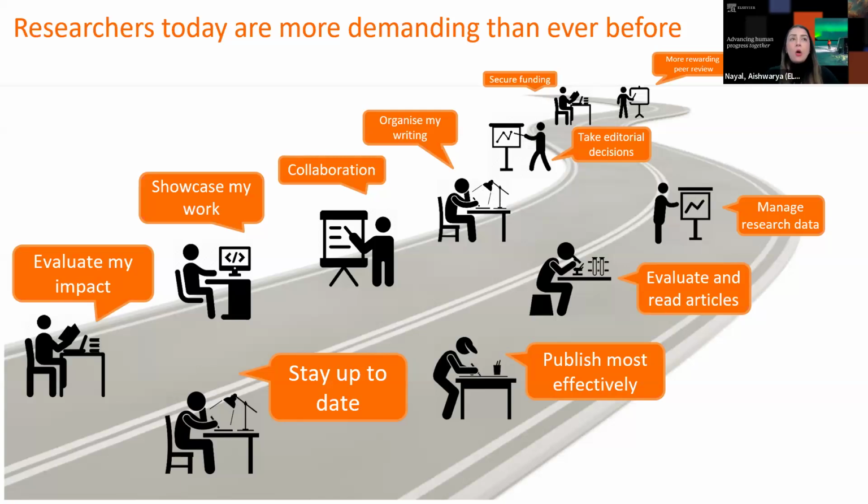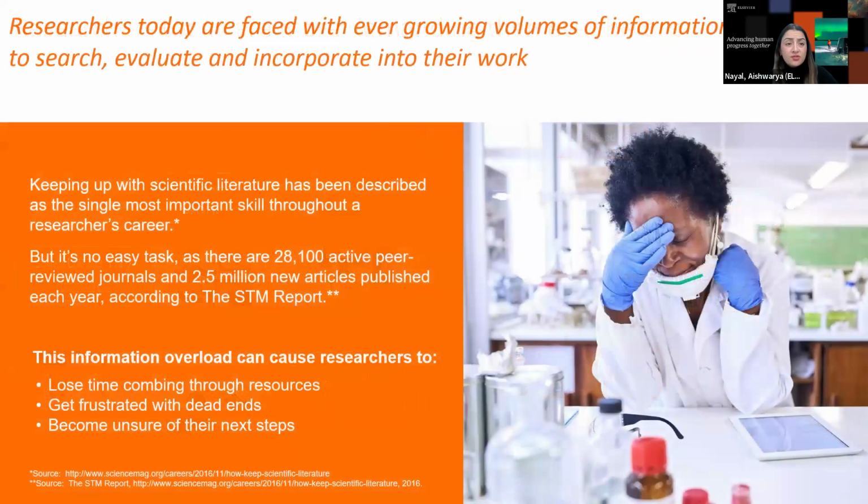But I think in all this, there are certain things which remain of the most importance for researchers. One of them is finding relevant content which is published in relevant or high impact journals, right? Second is finding these journals in which you can publish. But I think with the developments we have had over the last couple of years, the life of researchers has not been made easy. Why? Because researchers today are faced with ever-growing volumes of information you need to search, evaluate, and incorporate in your work.